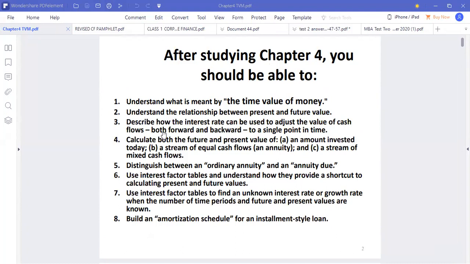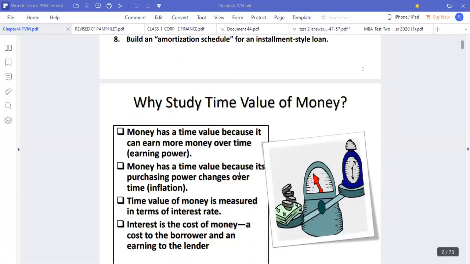We've mentioned a key point to do with inflation rate, or that the value of money tomorrow might not be the same as today. We'll delve into what are called annuities. So we're going to look at ordinary annuities and annuities due. And we're going to calculate using the formulas and also using the tables, which are called the interest factor tables. And finally, we'll learn how to build what is called an amortization schedule.